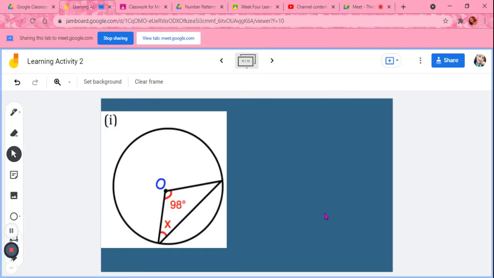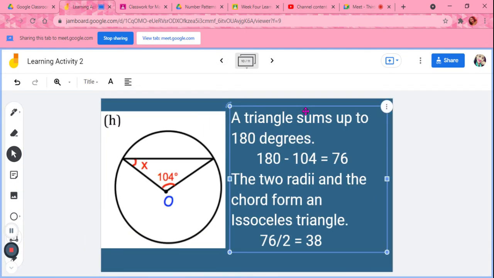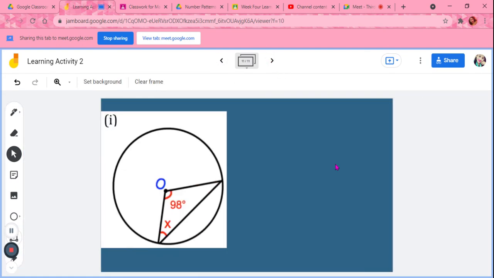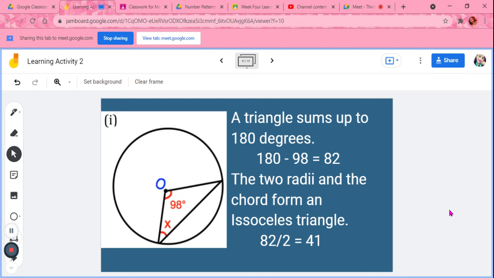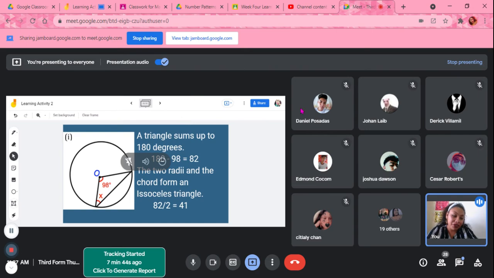This one is going to be the exact same thing, so let me just copy it. I'm going to do it very quickly. What is 180 minus 98? 82, miss. And then 82 divided by 2 gives you 41, right? Yes? Okay, then that will be it, guys. Have a great rest of the day.